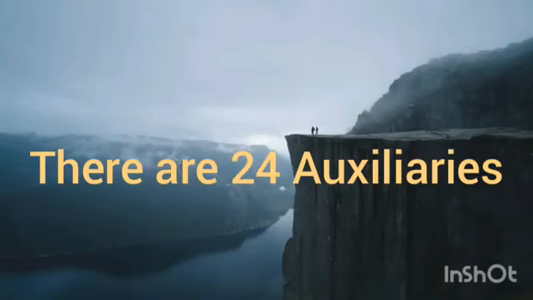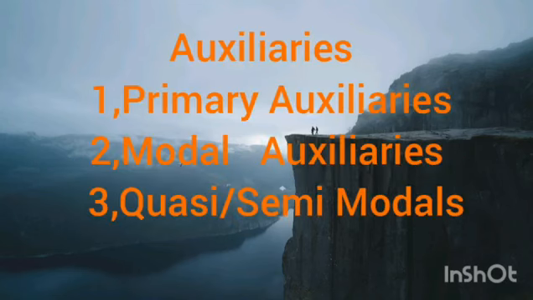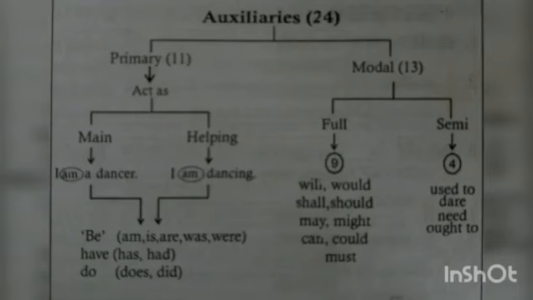So in auxiliary verbs, there are 24 auxiliaries. They are divided into three: primary auxiliaries, modal auxiliaries and semi-modal auxiliaries, or we can call the semi-modal auxiliaries quasi-modal also. What are there in the primary auxiliaries? There are 11 in the primary auxiliaries. What are they? Am, is, are, was, were, have, has, had, do, does, did.